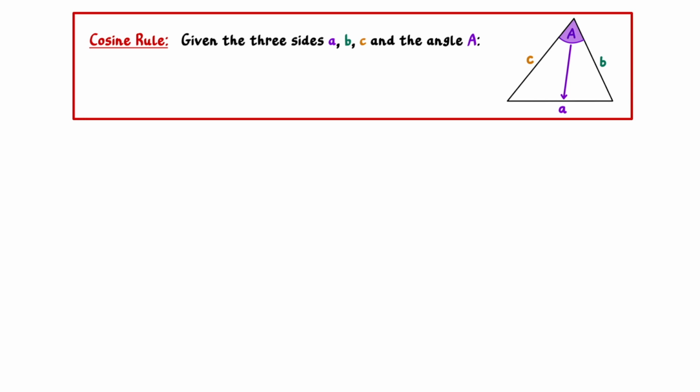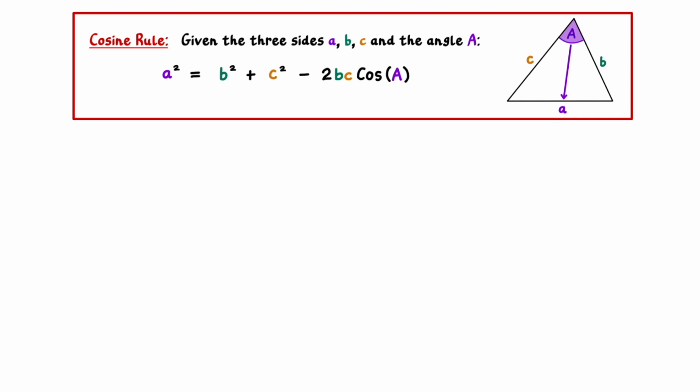Let's jump straight into the statement of the theorem. Given the three sides, a, b, c, and the angle, capital A, we have a squared equals b squared plus c squared minus 2bc times the cosine of capital A.